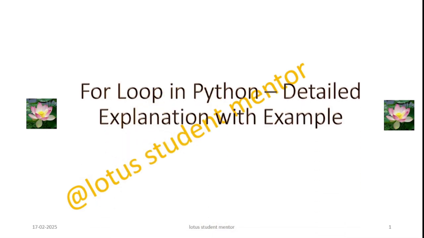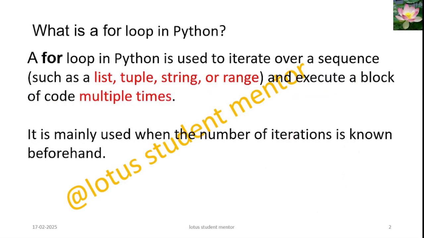In this session, we are going to study the for loop in Python, with a detailed explanation and examples. What is a for loop in Python? A for loop in Python is used to execute a process a number of times. The iterations are known beforehand.